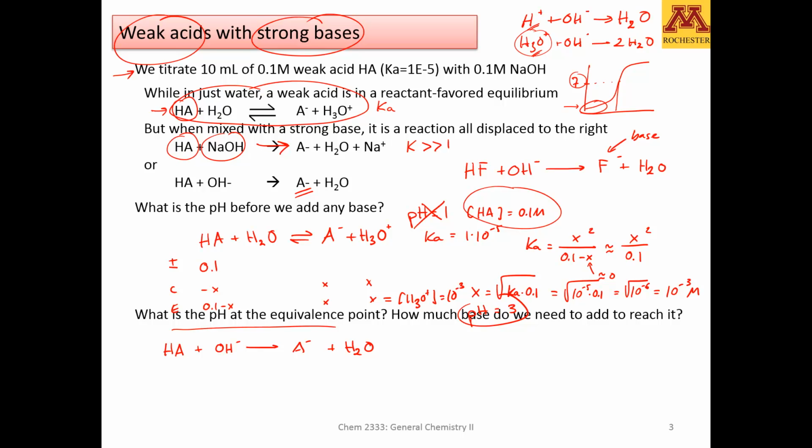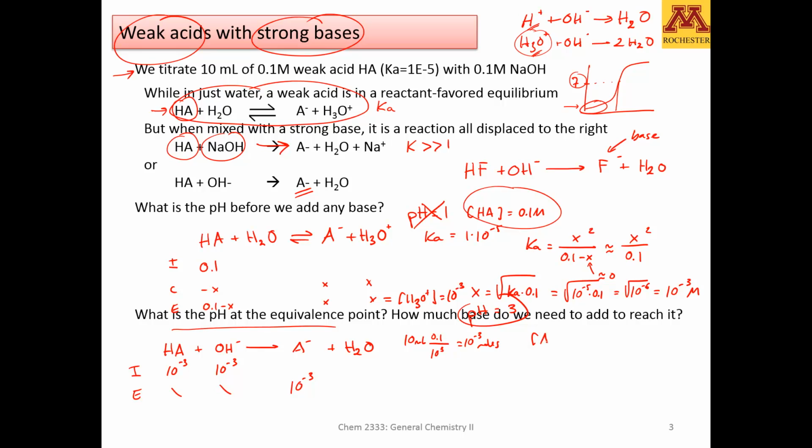We have added, let's do it in moles. If you have 10 milliliters of 0.1 molar, that means you have 10 to the negative 3 moles initially. At the equivalence point, you have added as many OH negative. That means at the end it's completely displaced to the right, so what you have is 10 to the negative 3 moles.